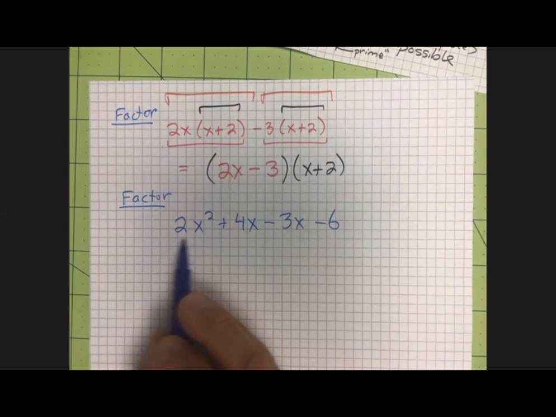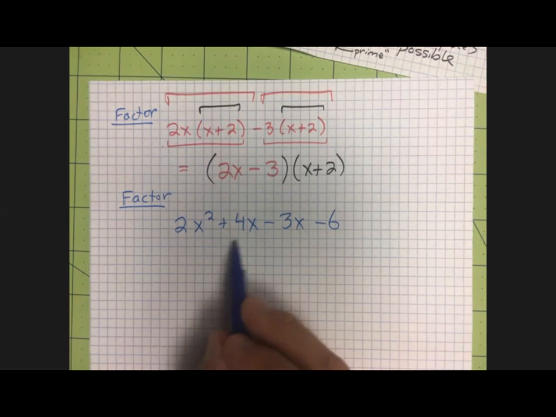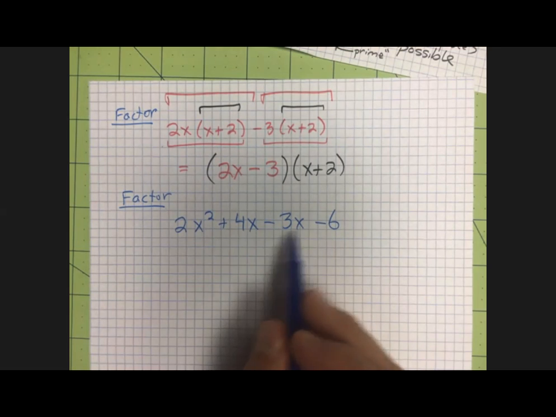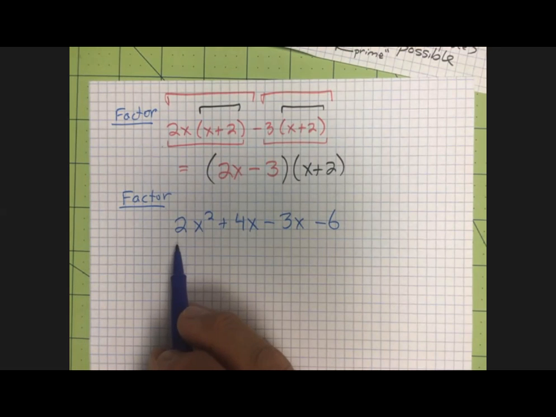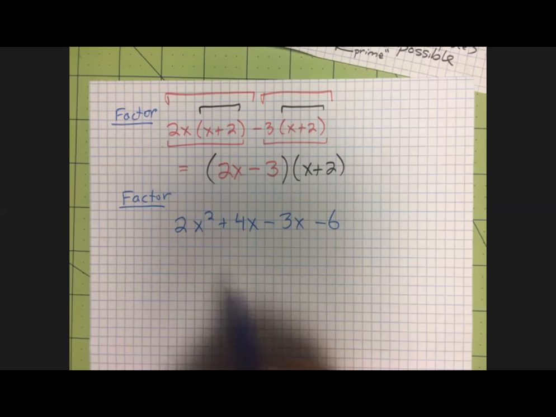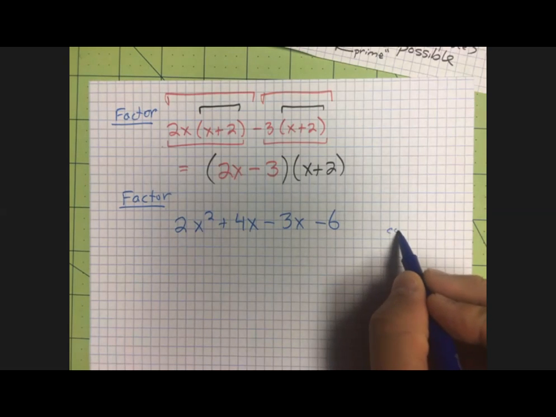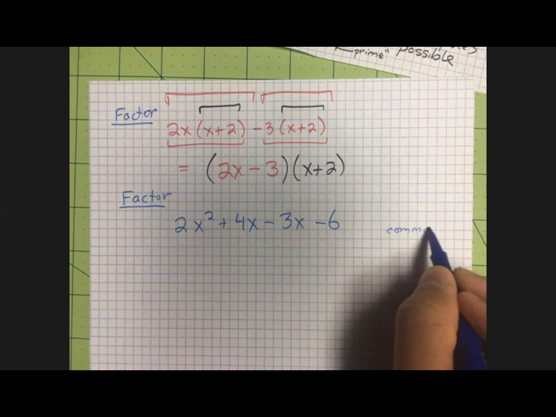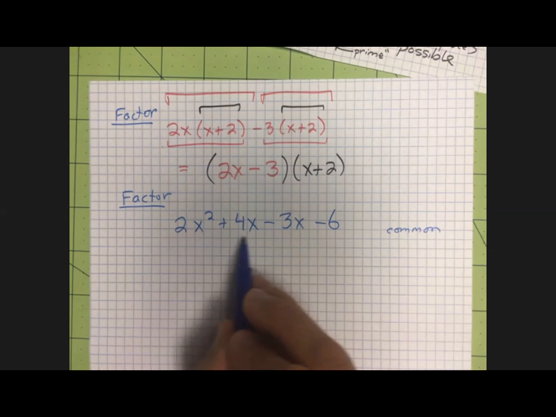Now let's factor this thing that I just wrote in blue: 2x squared plus 4x minus 3x minus 6. You know the rules. You guys are good at rules. You say, okay, he told me to look for common factors. Are there any common things among these 4 pieces?